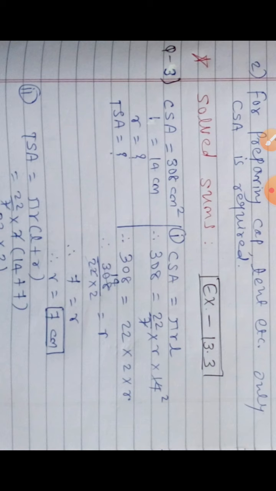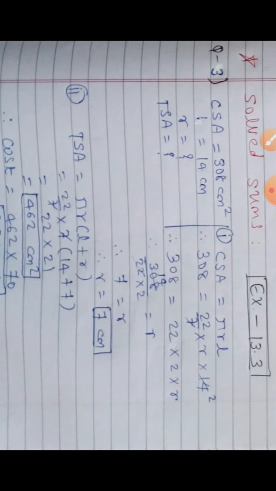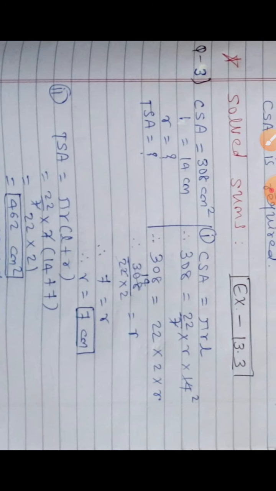Now, after finding R we can find TSA. So TSA equal to pi R into L plus R. You know the formula. Now we have everything, R and L both, so just place the values of R and L. 7 and 7 cancel out, in the bracket 14 plus 7 is 21, 22 into 21 is 462 centimeter square. So after getting R you can find TSA.